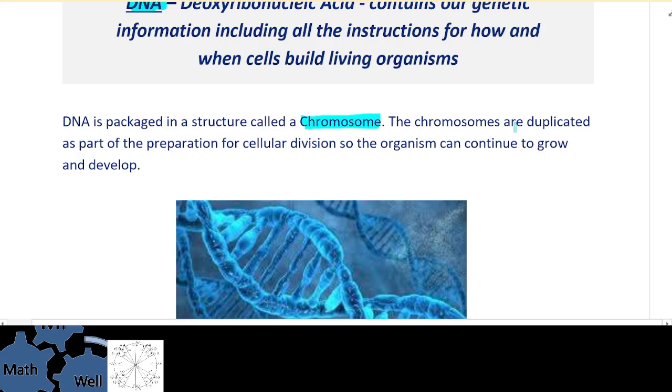The chromosomes are duplicated as part of the preparation, so duplicated is another word you need to highlight, as part of the preparation for cell division, cellular division. So the organism can continue to grow and develop. So it's important to know that your cells don't grow like you grow. They don't get bigger. They divide and there becomes more and more of the cells. So instead of a cell growing and expanding and getting bigger, instead it divides. So the cells divide and they create more, like the video.